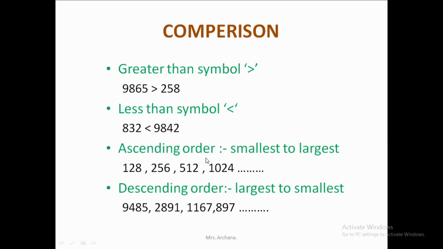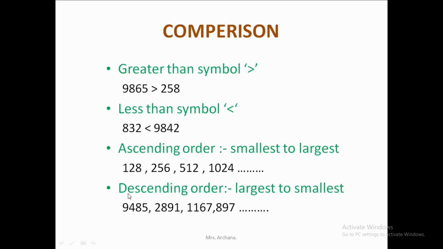Now what is ascending order? Ascending order means smallest to largest number. If I ask you to arrange the following numbers in ascending order, that means you are going to arrange the numbers from smallest to largest. That means first we will get the smallest and the largest we will get at the last. And descending order means largest to smallest. First we will get the largest number and next we will get the smaller numbers. So ascending means smallest to largest, descending means largest to smallest.